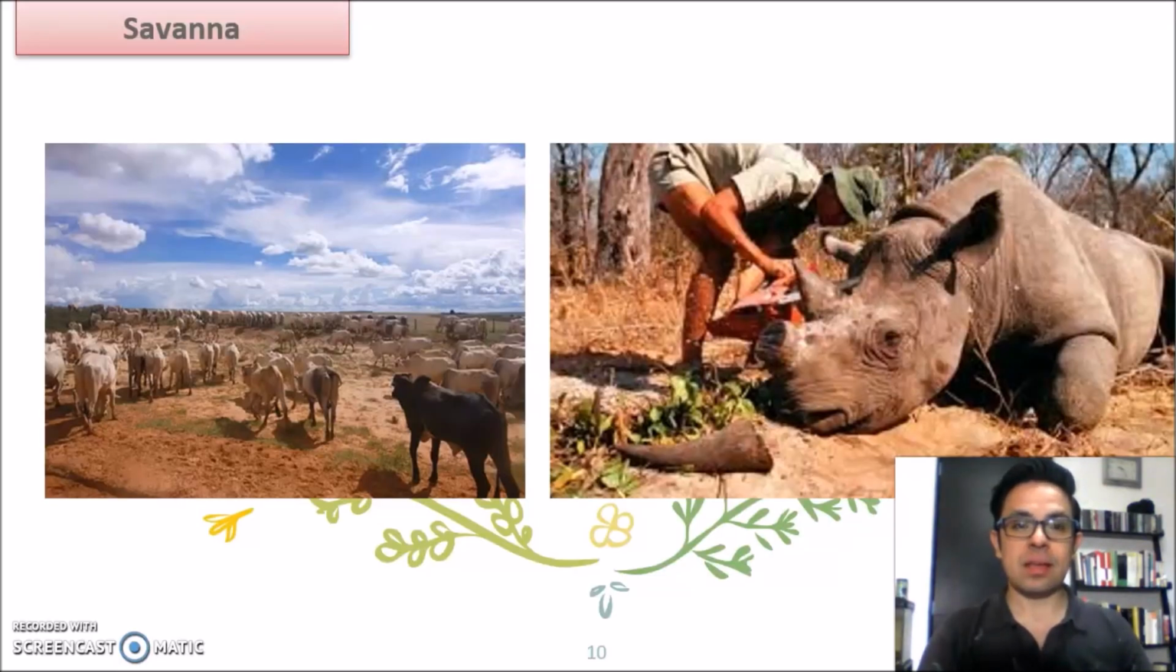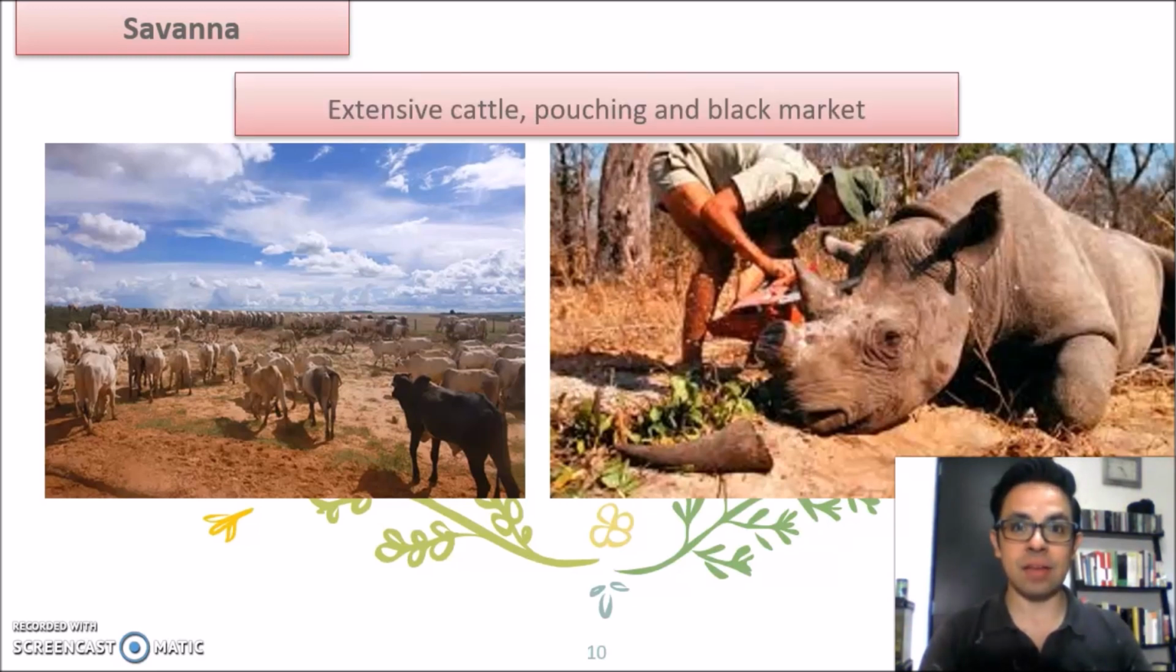The savanna will be affected by extensive cattle grazing that exhausts the grasses, obviously poaching activities for important parts of a species like horns or tusks, along with the trade of species in the black market.